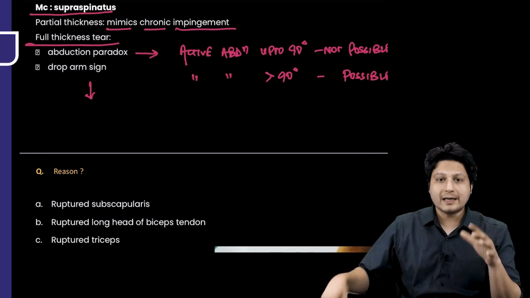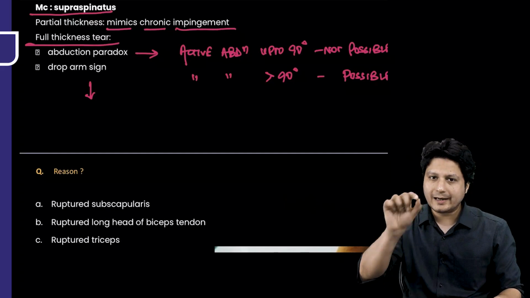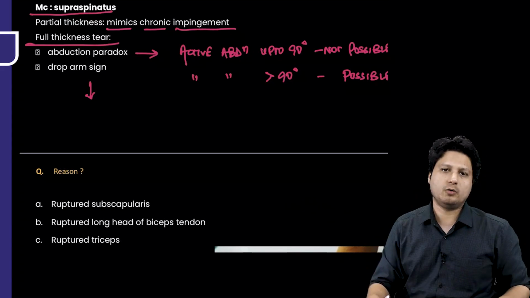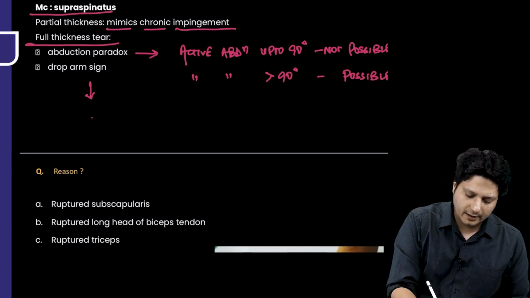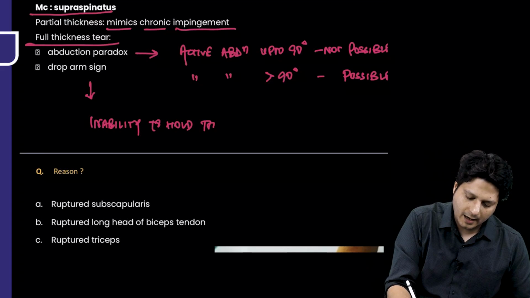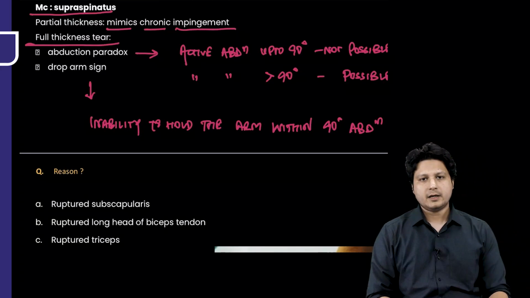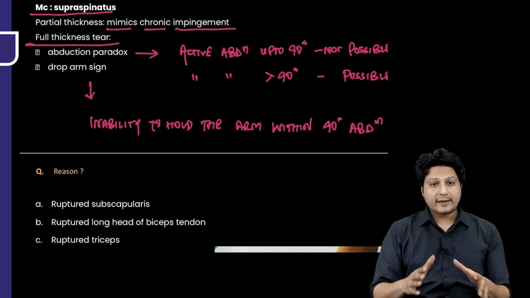Alright. So inability of a patient to hold the arm under 90 degrees of abduction is known as drop arm sign. And you know what the reasons are. So it is inability to hold the arm within 90 degrees of abduction. Alright. So this is what is known as drop arm sign.